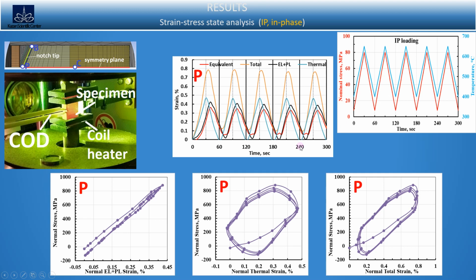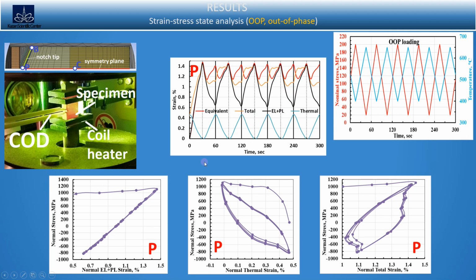Thermal expansion and mechanical deformations are comparable in terms of peak values. However, there is a noticeable phase shift between the peaks of these components. The results for out-of-phase loading are demonstrated in the same format. Under the condition of increased load of 200 MPa, the mechanical component of the deformation already exceeds the thermal expansion by 3 times.